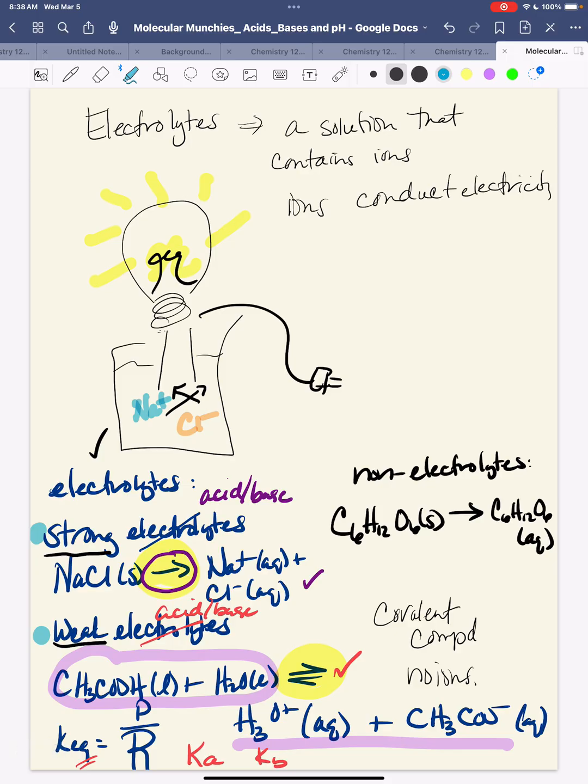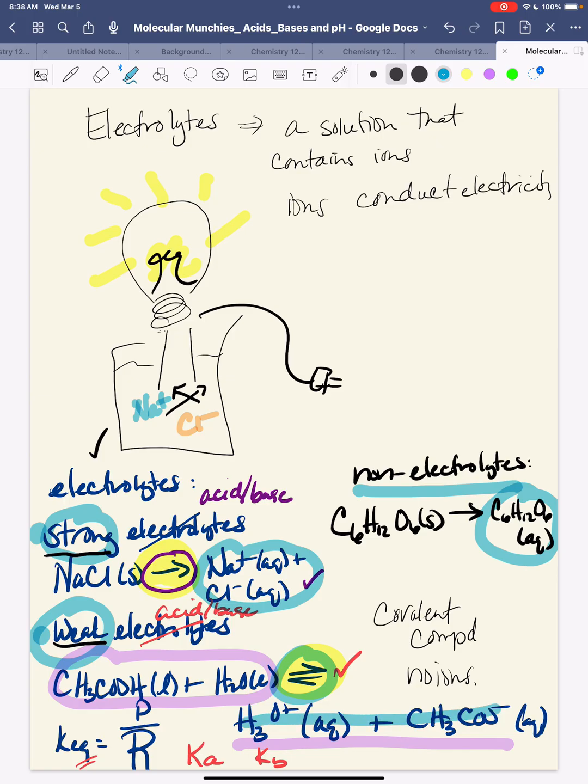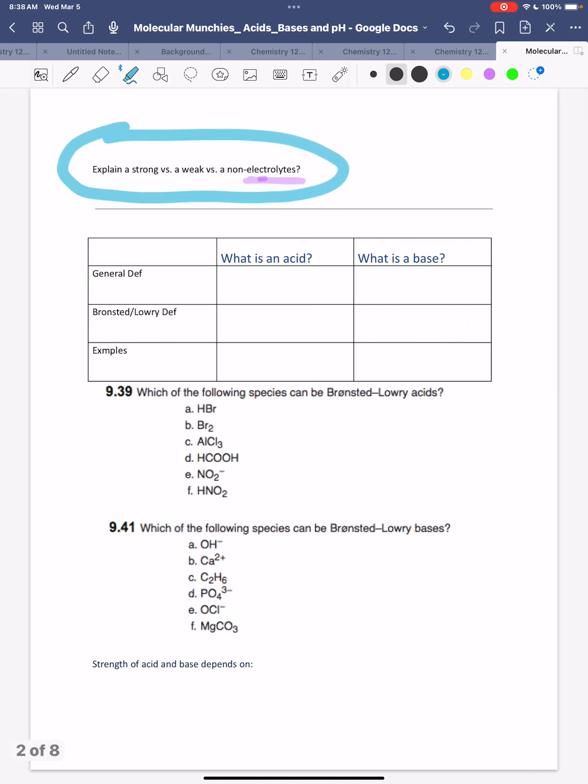We talked about non-electrolytes that don't create ions in solution. We talked about strong electrolytes that make lots of ions in solution and weak electrolytes that are in equilibrium and create a situation where there's a little bit of ion in solution so that it conducts electricity, but not as well as a strong electrolyte. So we're going to use those concepts as we begin to talk about acids and bases.